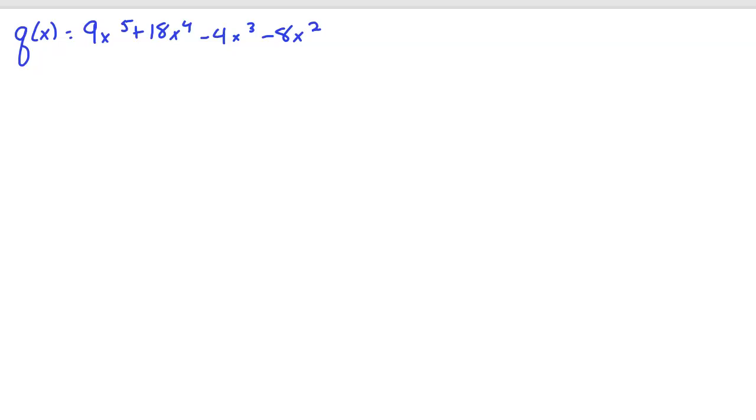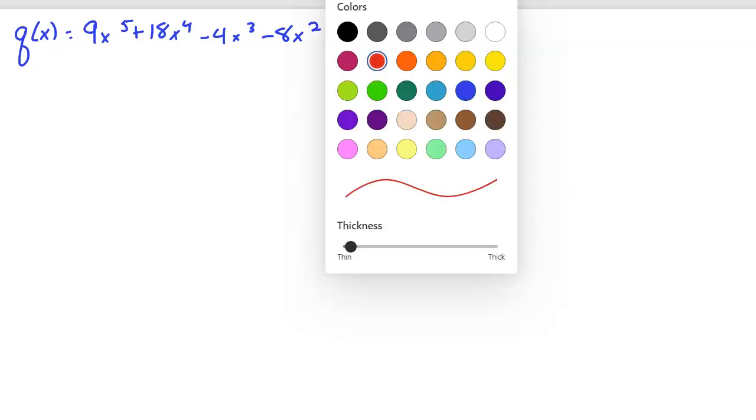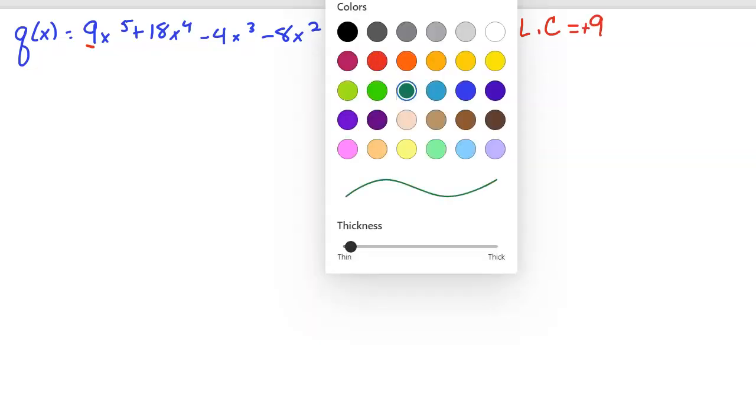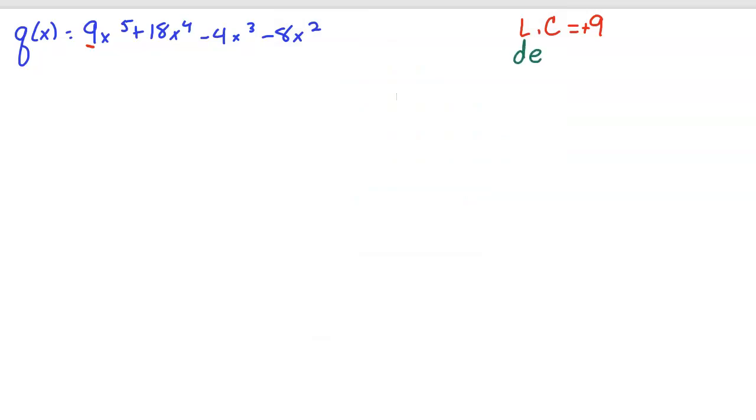So putting everything together, let's start out with what is our leading coefficient? Well, our leading coefficient in this case is going to be that positive 9. Then we need to find our degree. And so the degree of this polynomial, if I could spell correctly, is, since it's in standard form, going to be our largest exponent, which is 5.